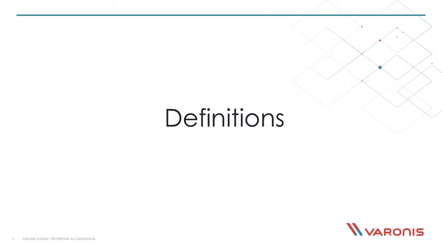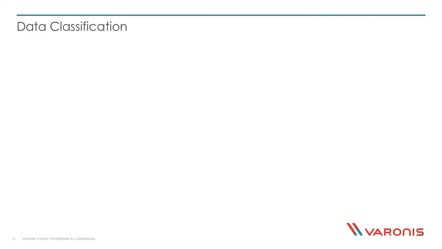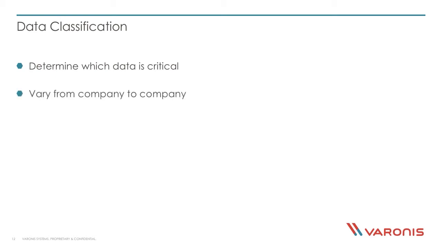Alright, now let's talk about the definitions of the incident response plan, which includes the data type definition and the incident severity definition. The data classification is very important to define which data is critical, or in other words, to define what is the treasure of the company. This classification will vary from company to company, since it depends on the business.